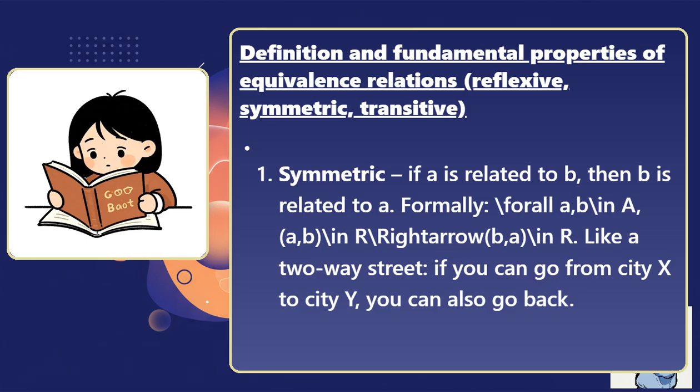Symmetric: if a is related to b, then b is related to a. Formally, for all a, b in A, (a, b) is in R implies (b, a) is in R. Like a two-way street. If you can go from city X to city Y, you can also go back.